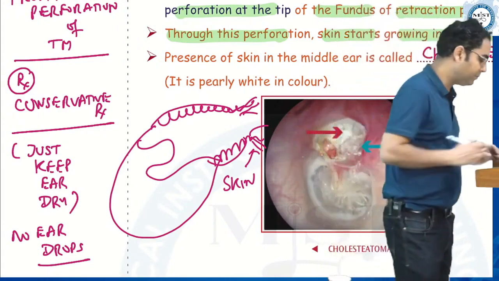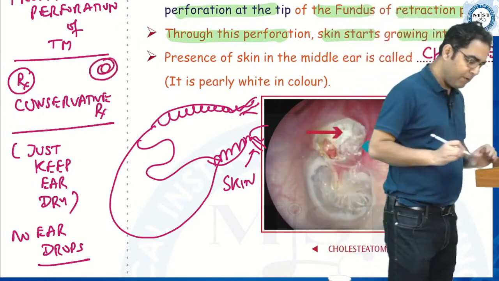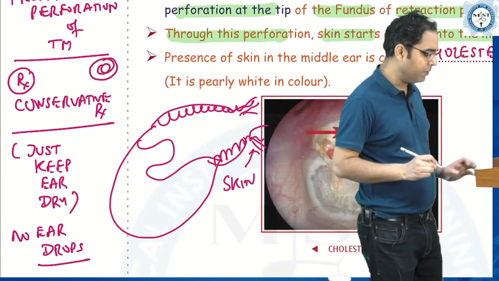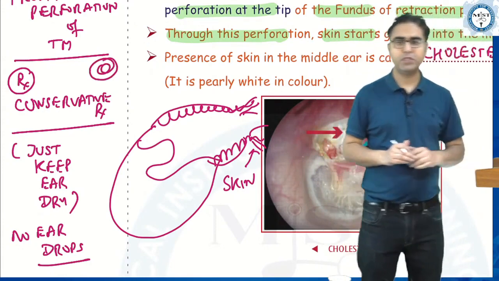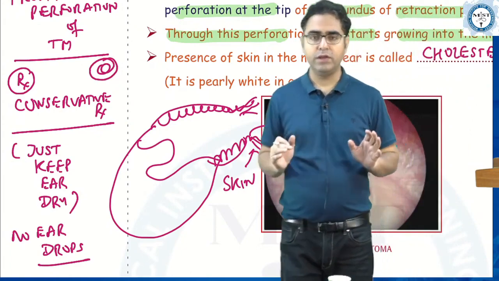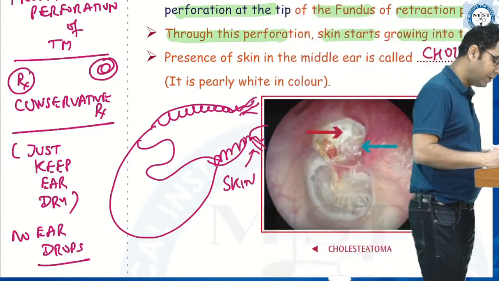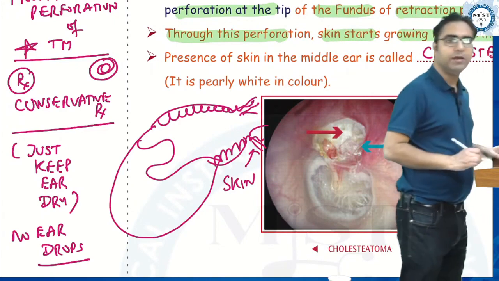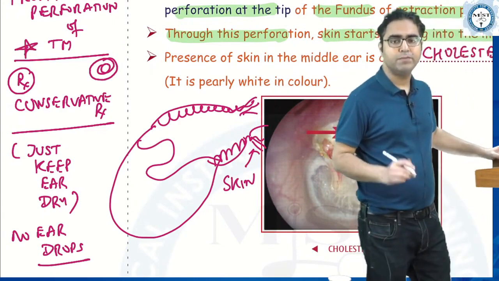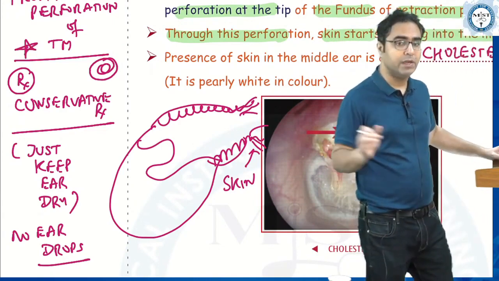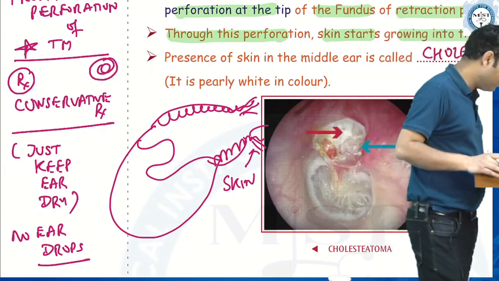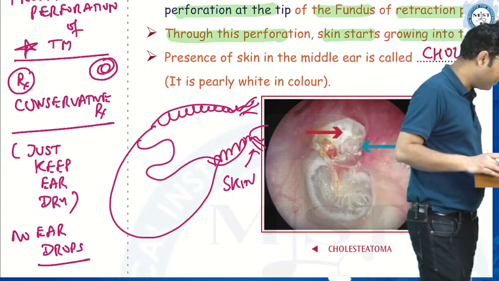That's the MCQ, beta. Traumatic perforation does not need any treatment. Traumatic perforation will heal on its own in most of the cases. The treatment of choice is conservative treatment. Conservative treatment is an MCQ, beta. Put a star. MCQ. Traumatic perforation of tympanic membrane, how to treat it? Conservative treatment. Just keep the ear dry. No ear drop should be given, even better.